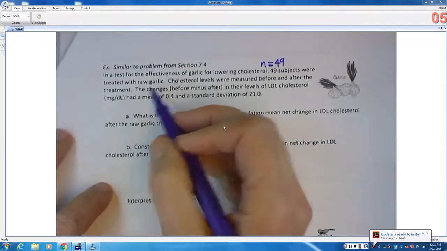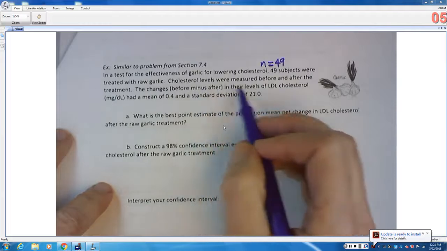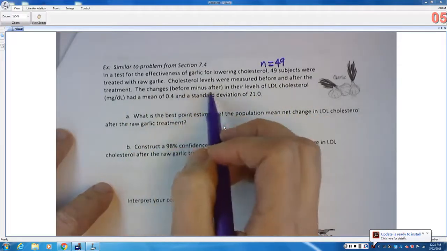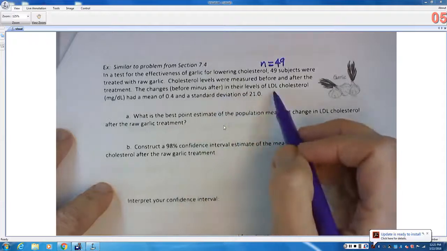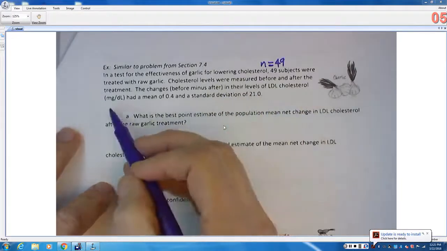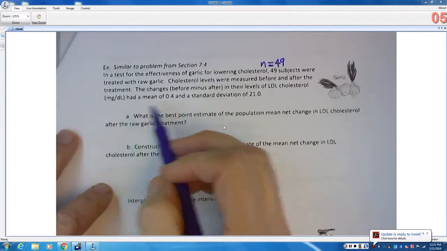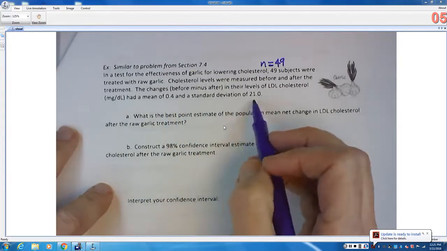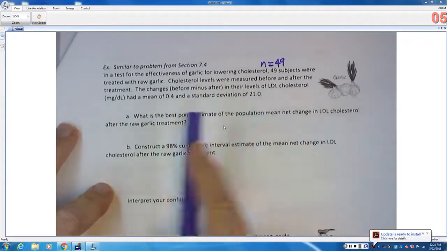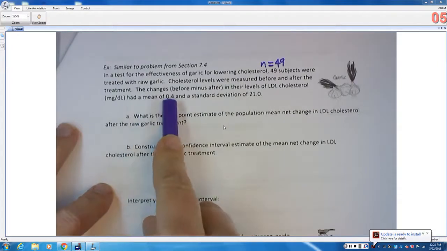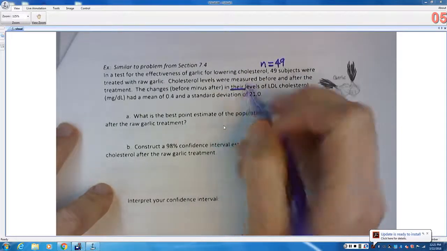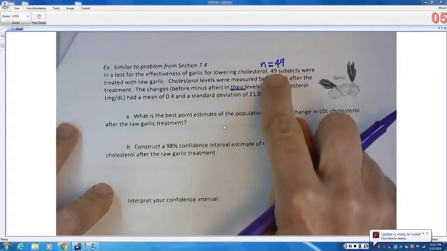Were treated with raw garlic. Cholesterol levels were measured before and after the treatment. The changes before minus after in their levels of LDL cholesterol in milligrams per dL had a mean of 0.4 and a standard deviation of 21. So, mean of 0.4 and the changes in their levels, what are we referring to? This sample of 49 people.